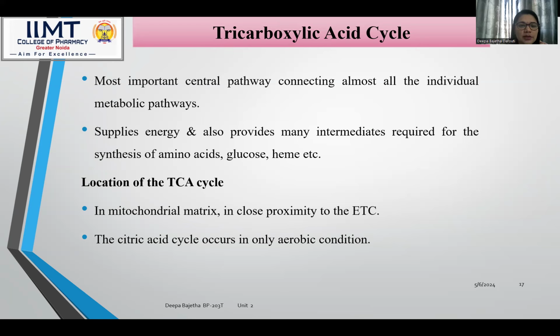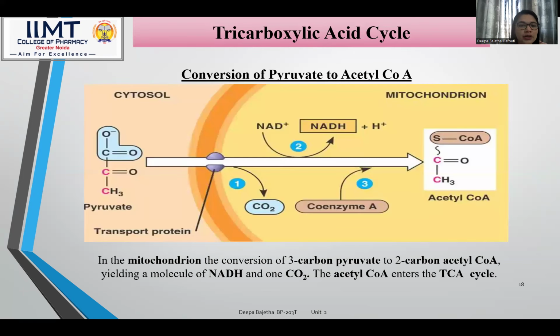It is the most important central pathway connecting almost all the individual metabolic pathways, supplies energy and also provides many intermediates required for the synthesis of amino acids, glucose and heme. The main location of the TCA cycle is the mitochondrial matrix, in close proximity to the ETC. The citric acid cycle occurs only in aerobic conditions. Sorry, glycolysis occurs in both aerobic and anaerobic conditions. The citric acid cycle occurs only in aerobic conditions.